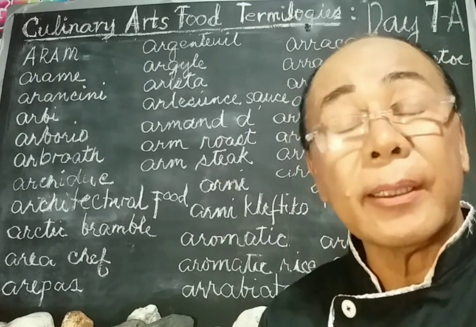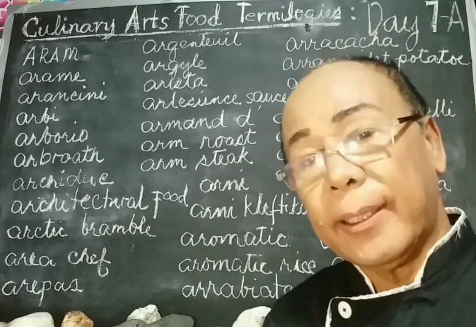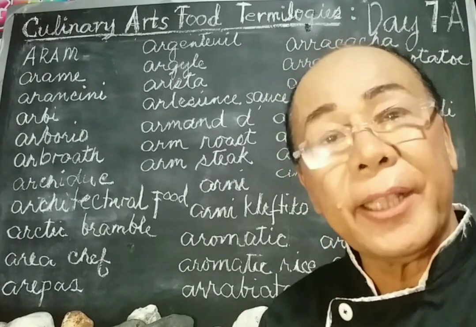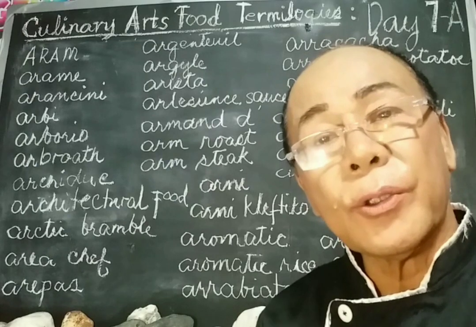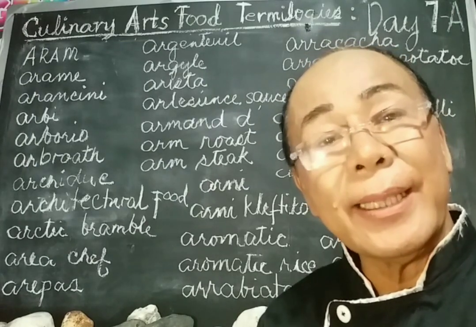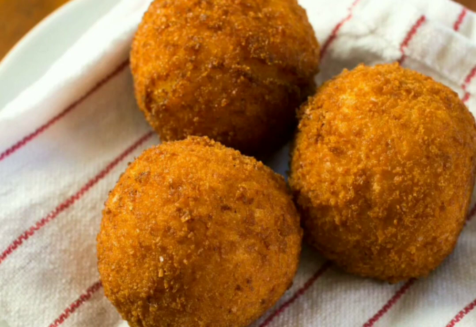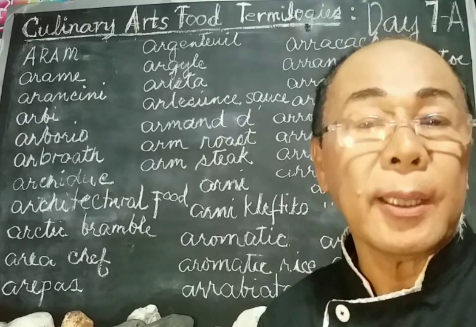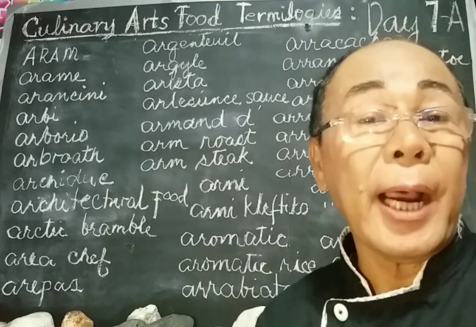Next, the term we call the arame. This is referred to as dried seaweed, shredded, with a greenish brown color and mild delicate flavor, also used in Japanese cuisine. Next word is the arancini. This referred to a Sicilian dish of rice with meat formed into balls.